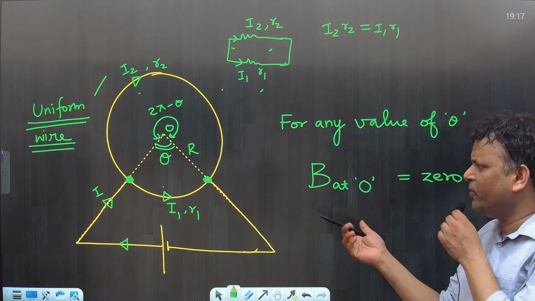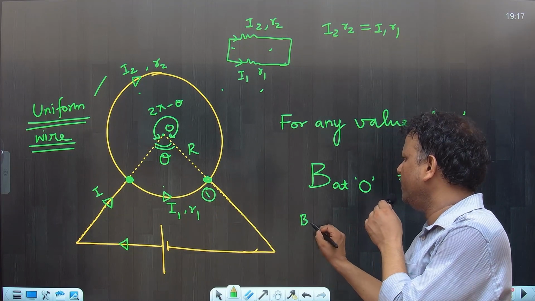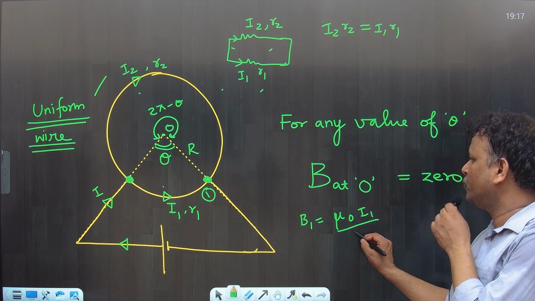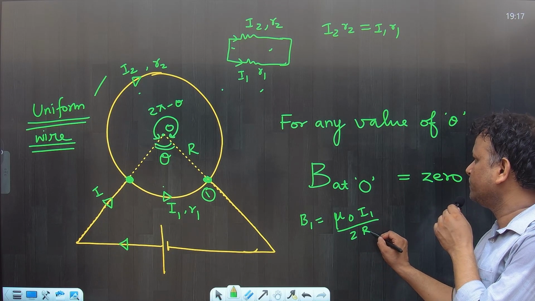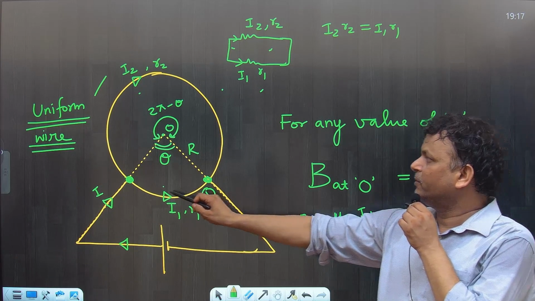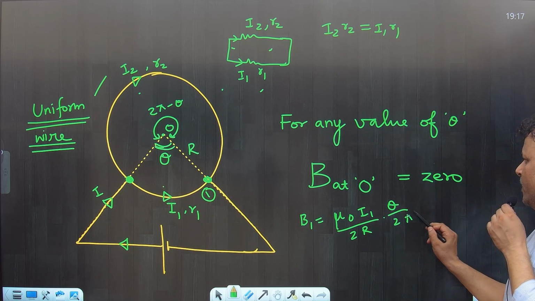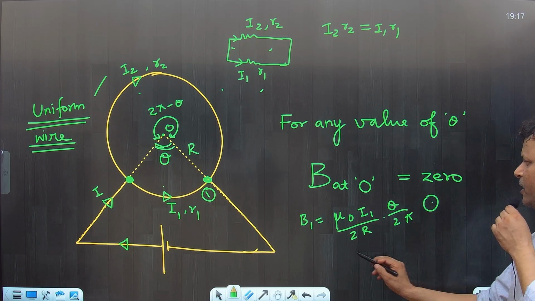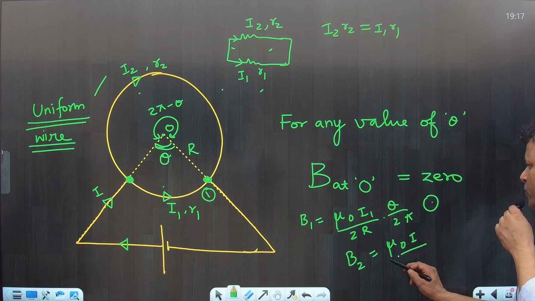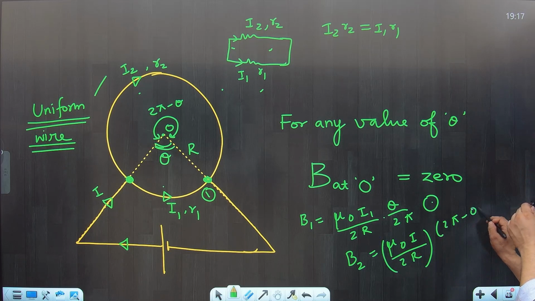It is very simple, you can prove it. Due to the first part, magnetic field will be mu naught I1 by 2R into theta by 2 pi. It is out of the paper. Similarly, you can write B2 is equal to mu naught I2 by 2R due to the complete circle, into 2 pi minus theta by 2 pi.